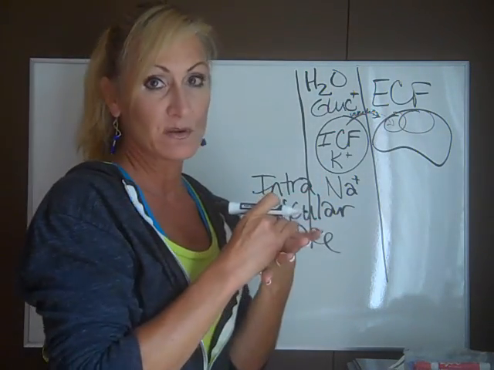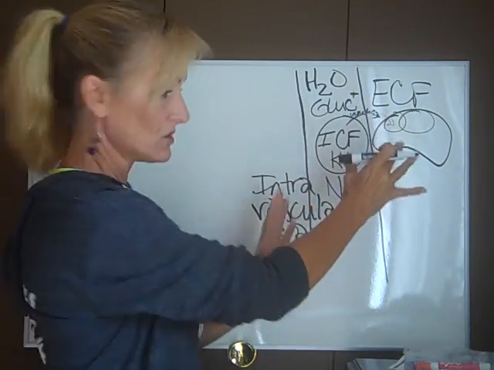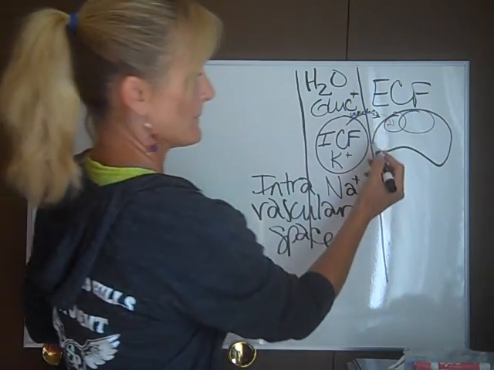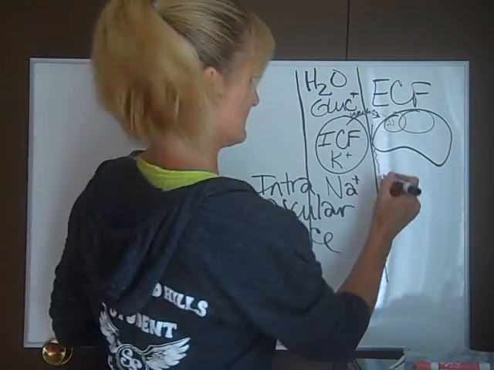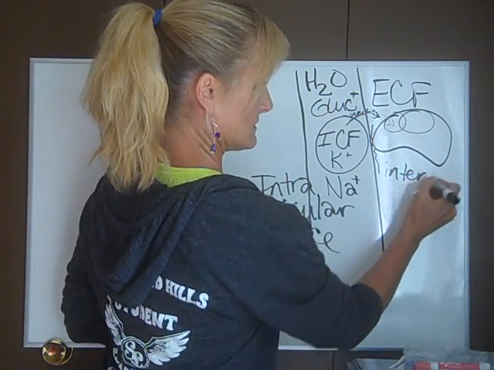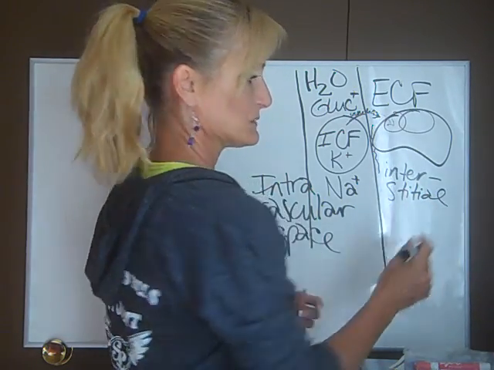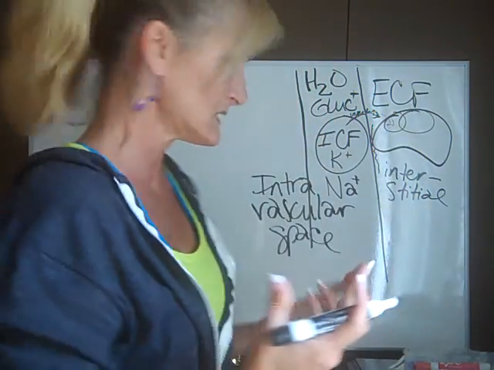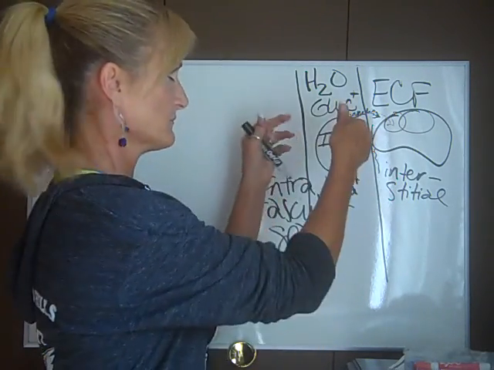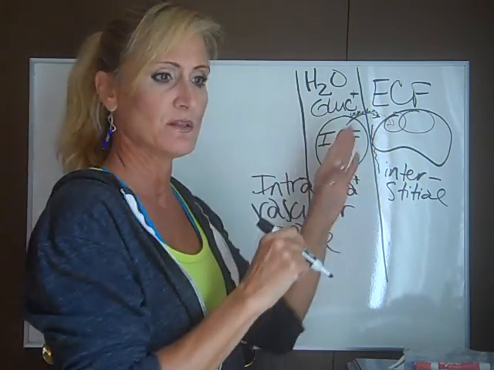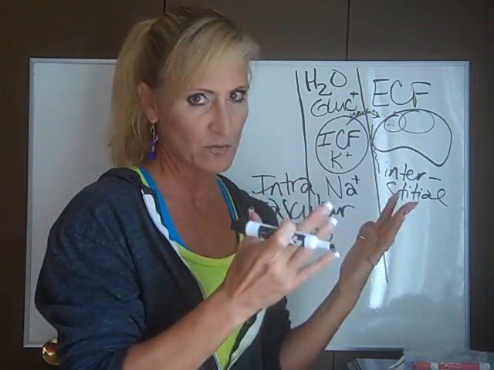Now, there are some other compartments where you have fluid. This is where the majority of it occurs, but you do have some in what's called your interstitial space. You don't have a ton of fluid in those spaces. It's just the lubrication between the vessels and the organs, just a thin layer of lubricant.